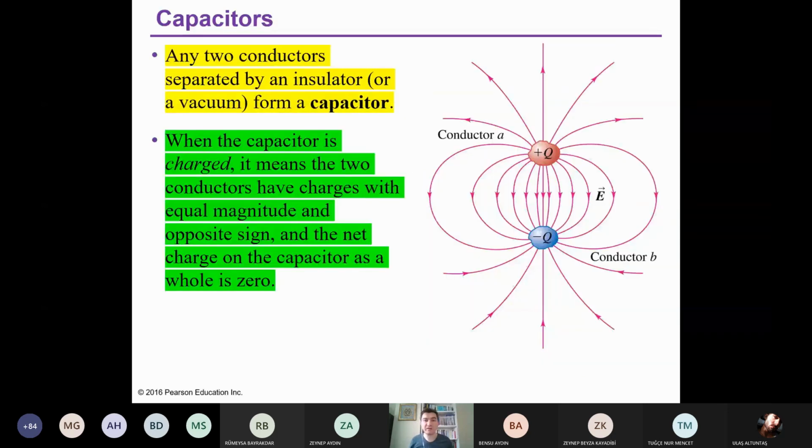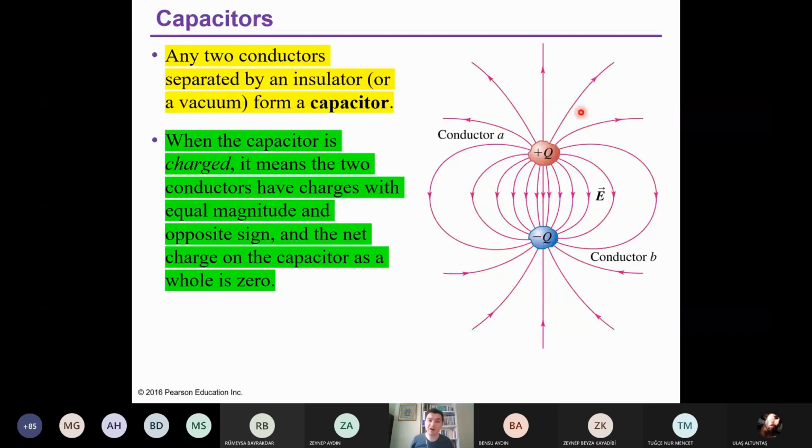Let me start with two conductors. On the right side, here you see a positively charged conductor, conductor A, and it has positive Q charge. And here with the blue color, we have conductor B, it is negatively charged. And they are separated from each other by an insulator or a vacuum. Okay, let's consider in this case there is a vacuum here between the conductors, and this forms a capacitor.